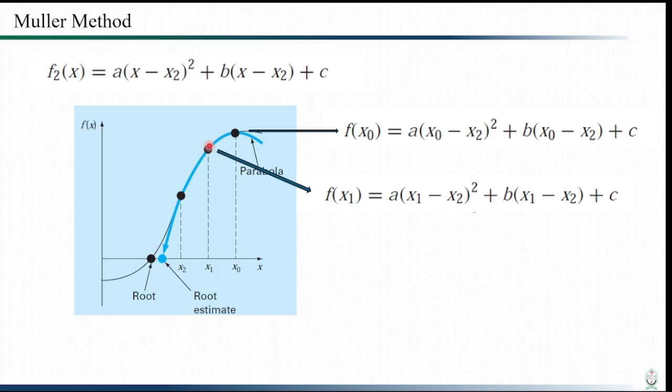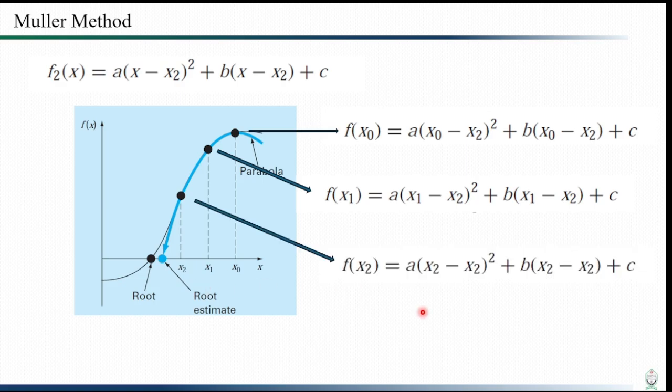So f of x1 is this point, and it is evident that it is on the parabola, so we can replace the x by x1. That gives us this equation. In the same way, we can replace x by x2. That gives us this equation. Now, look here. If we replace x by x2, we can discard these two quantities. That results in f of x2 is equal to c.